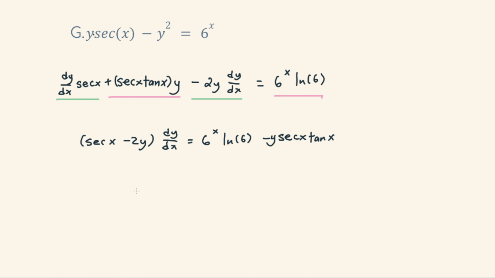And now we just divide both sides by this sec x minus 2y. So dy over dx is equal to 6 to the x ln 6 minus y sec x tan x, all divided by sec x minus 2y. And that's your answer for G.